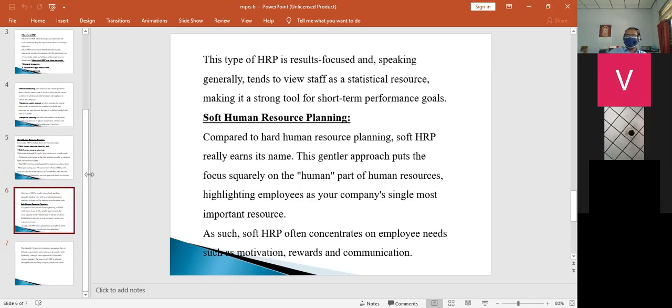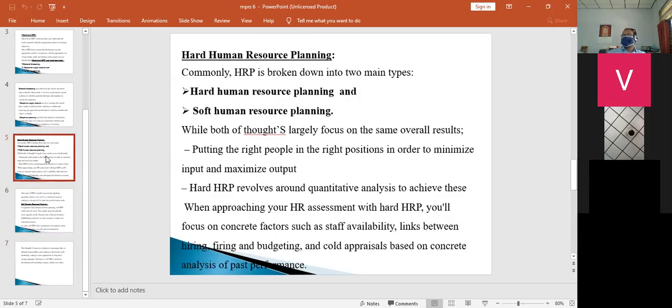Let us have a look at hard human resource planning once again. Hard human resource planning is largely focused on overall results by putting the right people in the right position in order to minimize the input and maximize the output. So just highlight this point, okay? Putting the right people in the right position in order to minimize the input and maximize the output. So it is a positive concern from hard human resource planning.